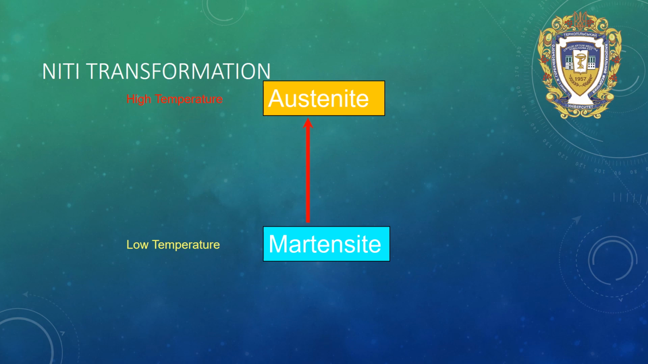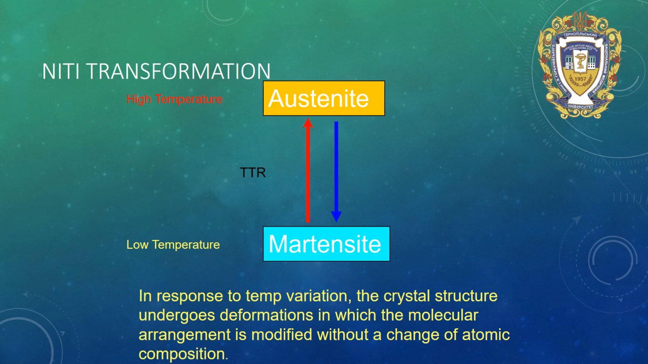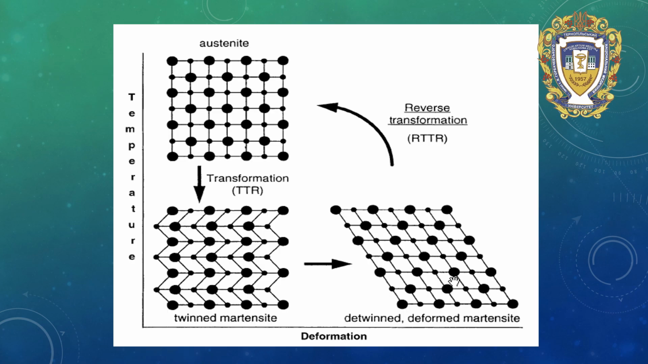Martensite comes to austenite during heating, but austenite phase comes to martensite during decreased temperature. In response to temperature variation, the crystal structure undergoes deformation in which the molecular arrangement is modified without a change of atomic composition. The schematic shows those processes.